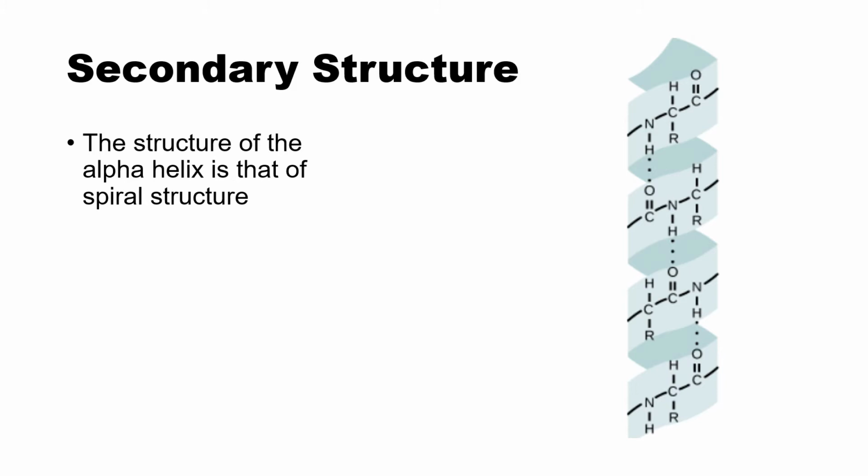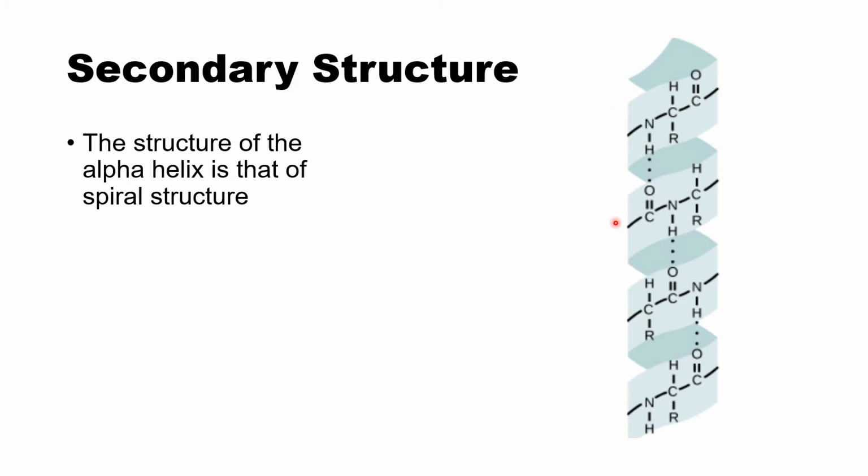So, each turn daw ng amino acid. So, dito sa part na to, ito yung parang spiral. Dito sa part na to, each turn ng amino acid or each turn of the helix structure, it will contain 3.6 amino acid.